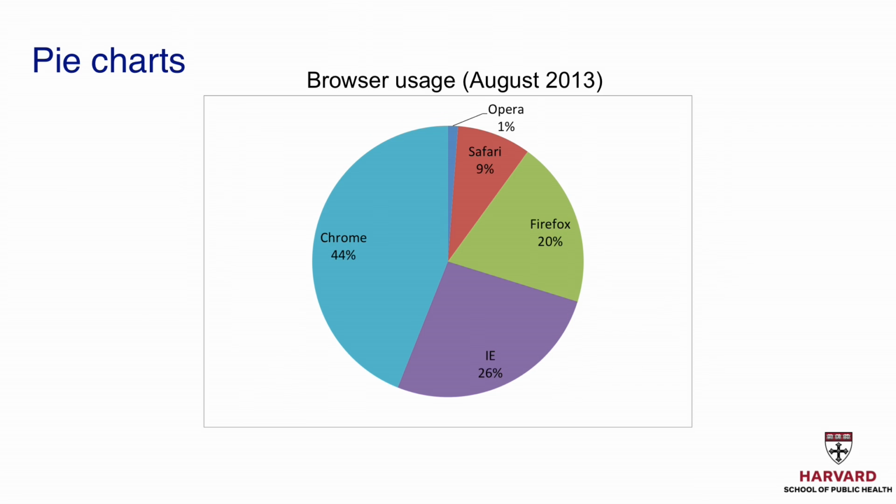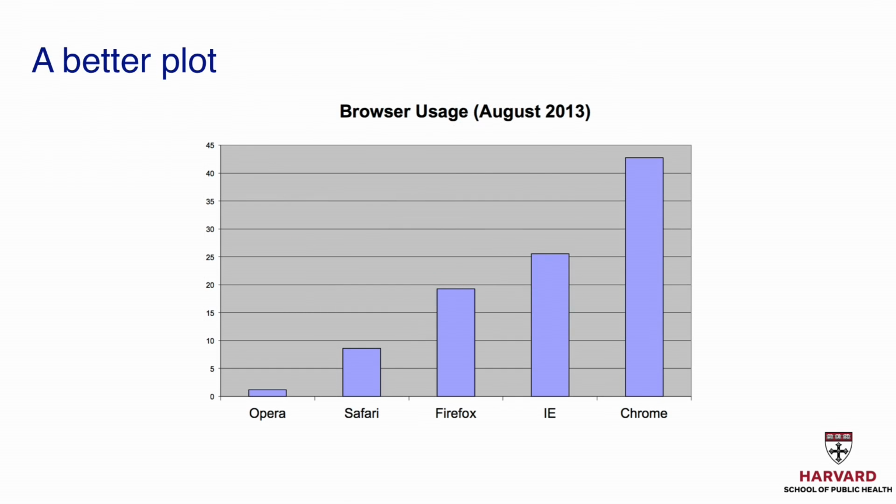A much better way to represent these numbers is, one, you can just show the numbers without a pie chart. You can save the journal some printing costs. And if you do want to show it in a plot, then the bar plot is actually easier to read. For example, if you want to know how many people use Chrome, you just follow the line and you figure out that it's 44%. That's much easier than trying to determine area.